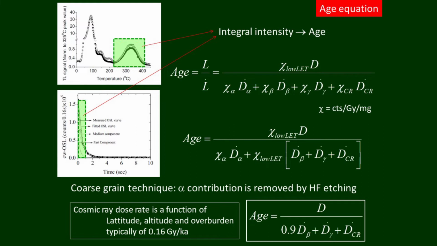The final equation shows that we remove the alpha dose layer of quartz or feldspar by etching the sample with hydrofluoric acid. Also, not only uranium, thorium, potassium from the sedimentary context, we also get dose rate from cosmic ray. Cosmic ray dose rate is a function of latitude, altitude and overburden, and that is typically 0.2 gray per 1000 years.